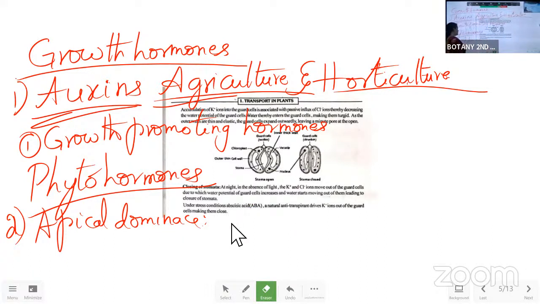Okay, and the next one is, with this, the stem length can be increased a lot, and the branches, sub-branches, and the other parts are going to be less in the plant body. The formation will be less.